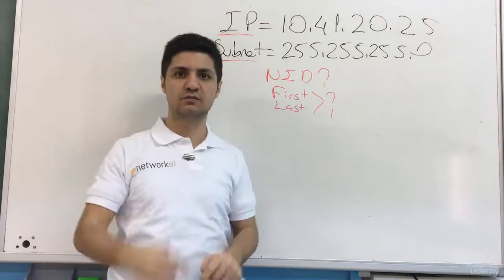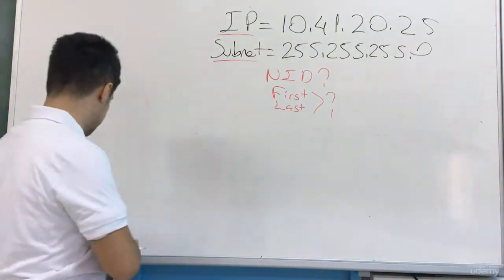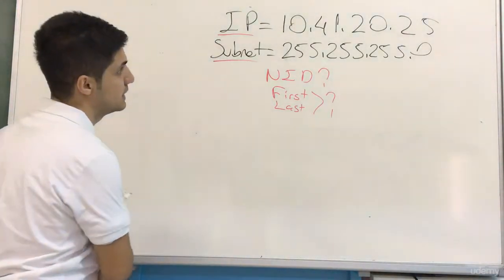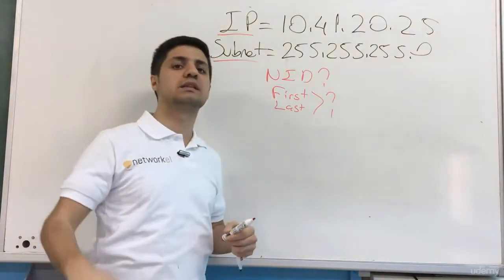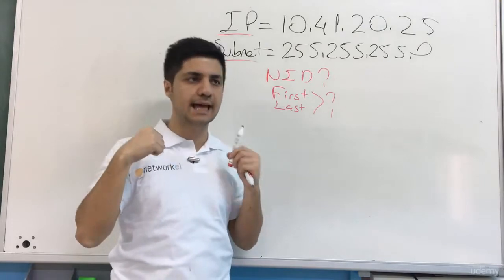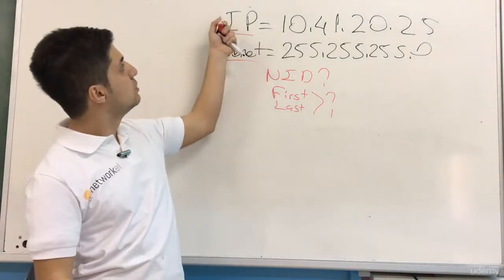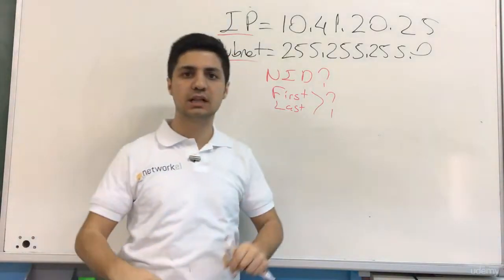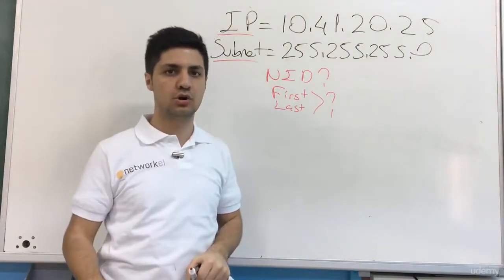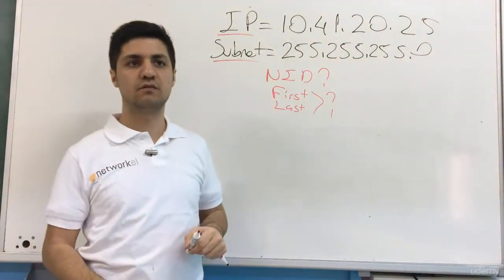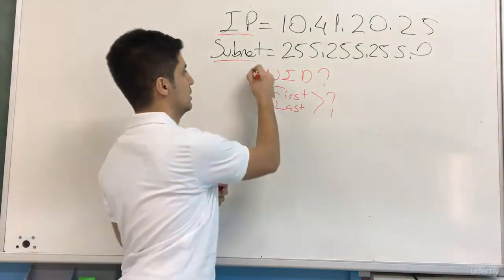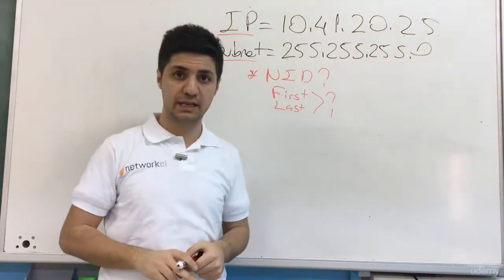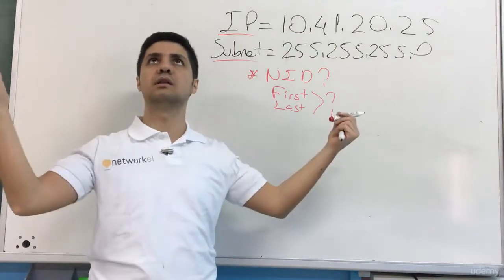But first, we need to remind something. Please remember that when we were talking in the slides, I told you that you need to logically AND your IP address with your subnet mask to get the network ID. Alright, what is logical AND?